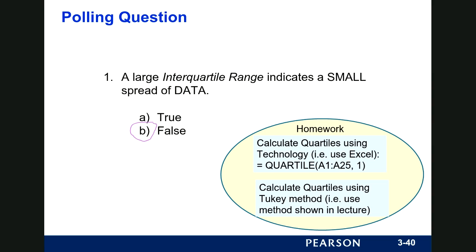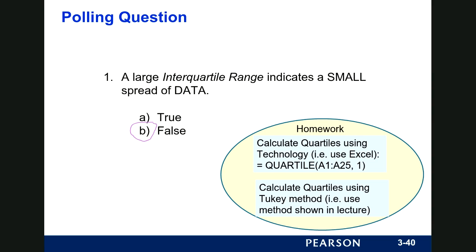So let's look at this oval thing in the box. I have to make a point here because I showed you how to get quartiles manually, using a calculator. That's fine. So manually. Now, in your homework, there are 2 questions that you're asked about quartiles. First question says, calculate quartiles using technology. So what do they mean by technology? That means using Excel or some other software program.